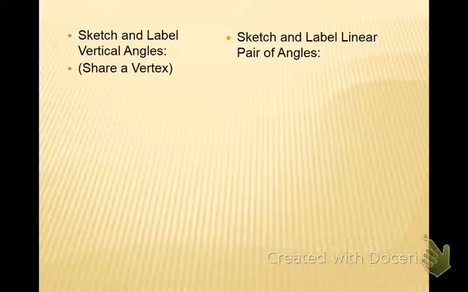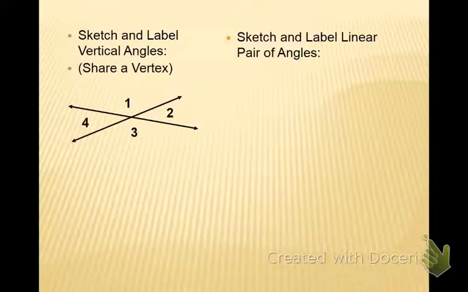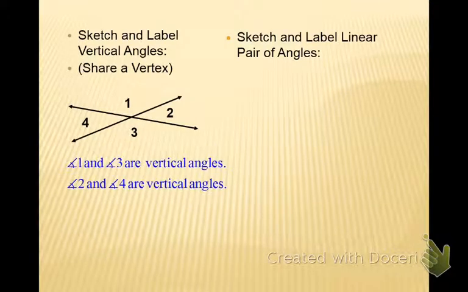Moving on. Sketch and label vertical angles. Remember, vertical angles share a vertex, and they make an X, right? So you need two lines that cross, basically. So you've got an X. Okay, and then we can label them angle 1, angle 2, angle 3, and angle 4. Remember, we can always use numbers to name our angles. So 1 and 3 are your vertical angles here, and so are 2 and 4. Those are the angles that make an X when you trace them. We could trace this one here and this one here, and now I've got an X.